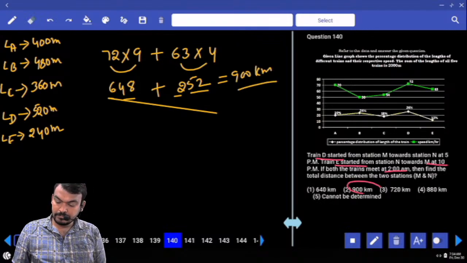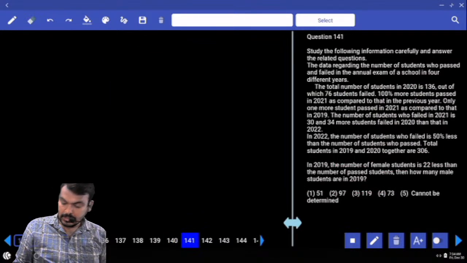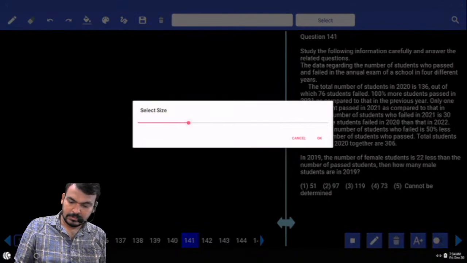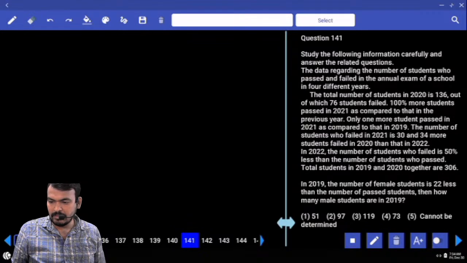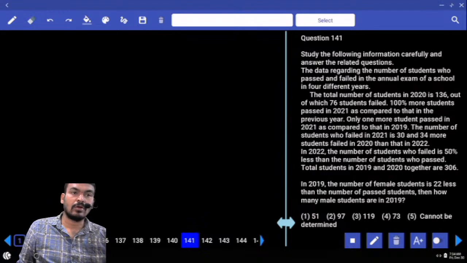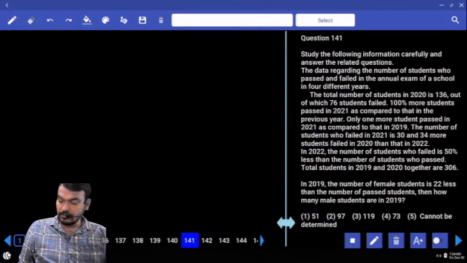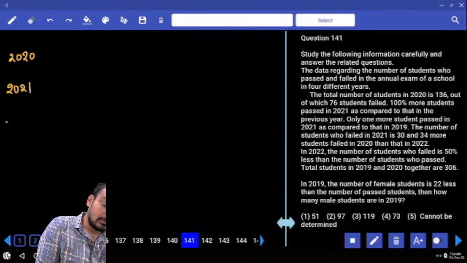Next, 141, caselet. The data regarding the number of students who passed and failed in the annual exam of a school in 4 different years are given. Okay, how many years are given? 4 years. What is the first one? 2020. Second one 2021. Next, 2022.